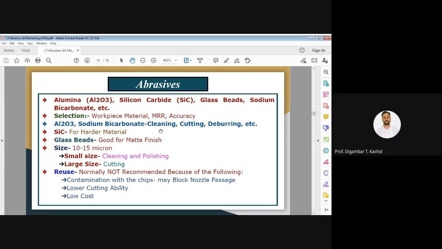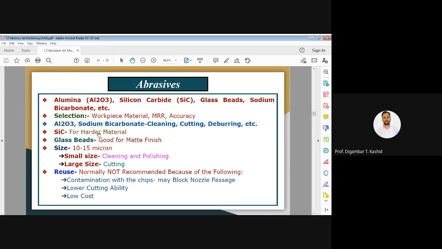So the answer to that I have explained here. For what purpose or application you can use which abrasive: Al2O3 and sodium bicarbonate you can use for the cleaning, cutting, and deburring operations of machining.